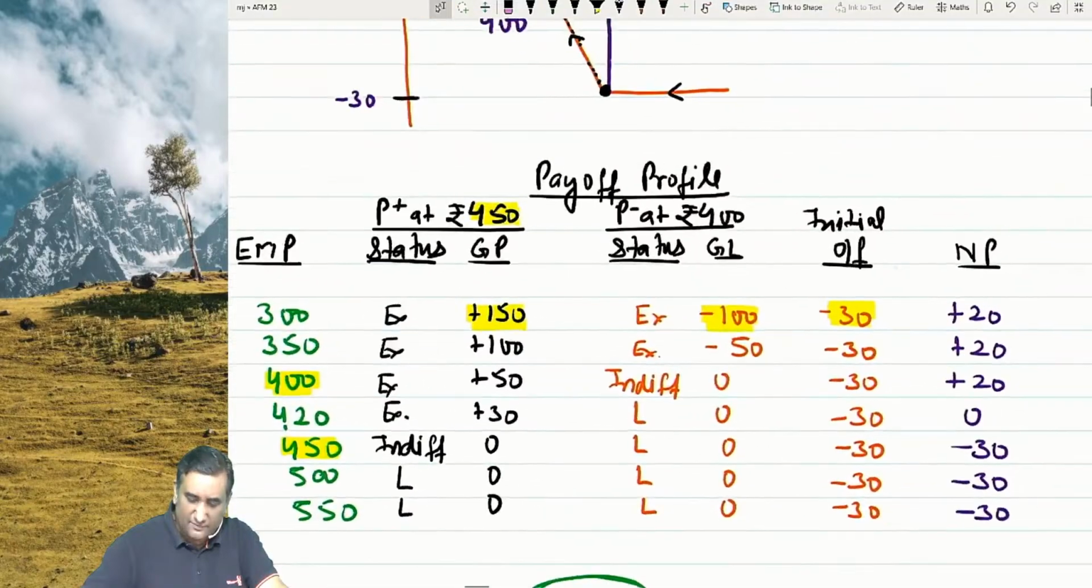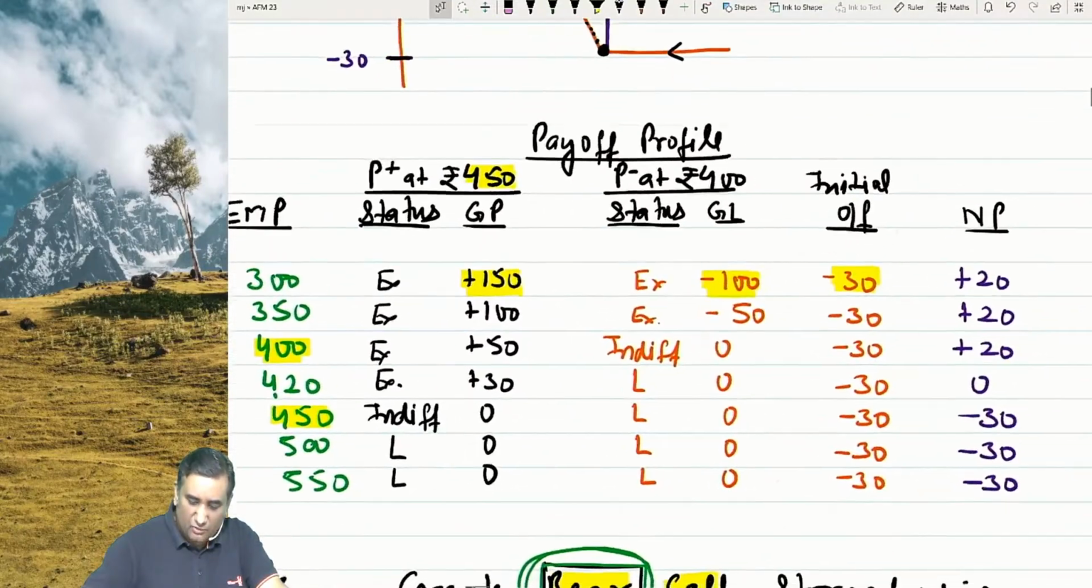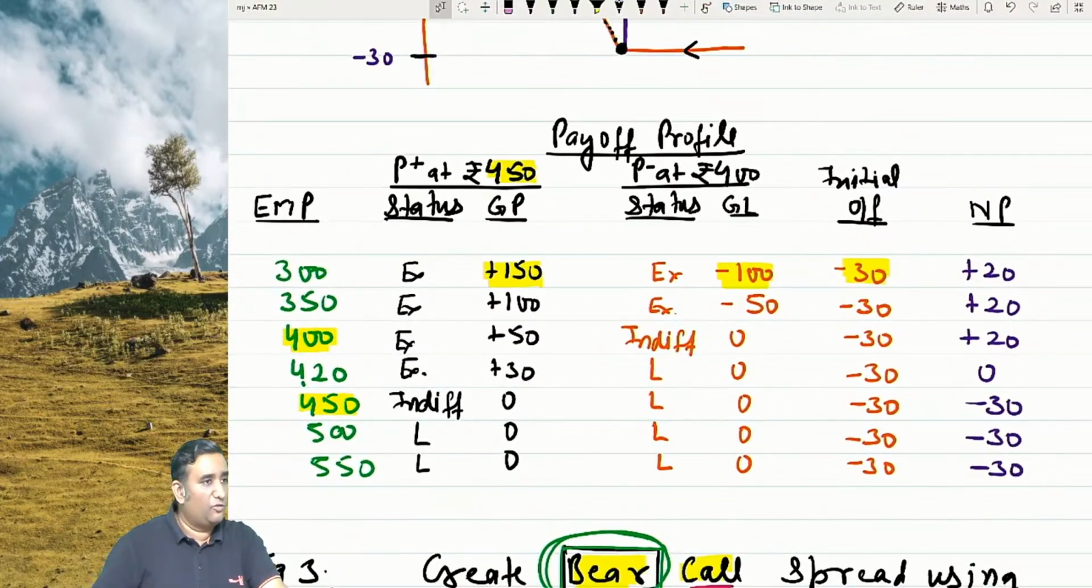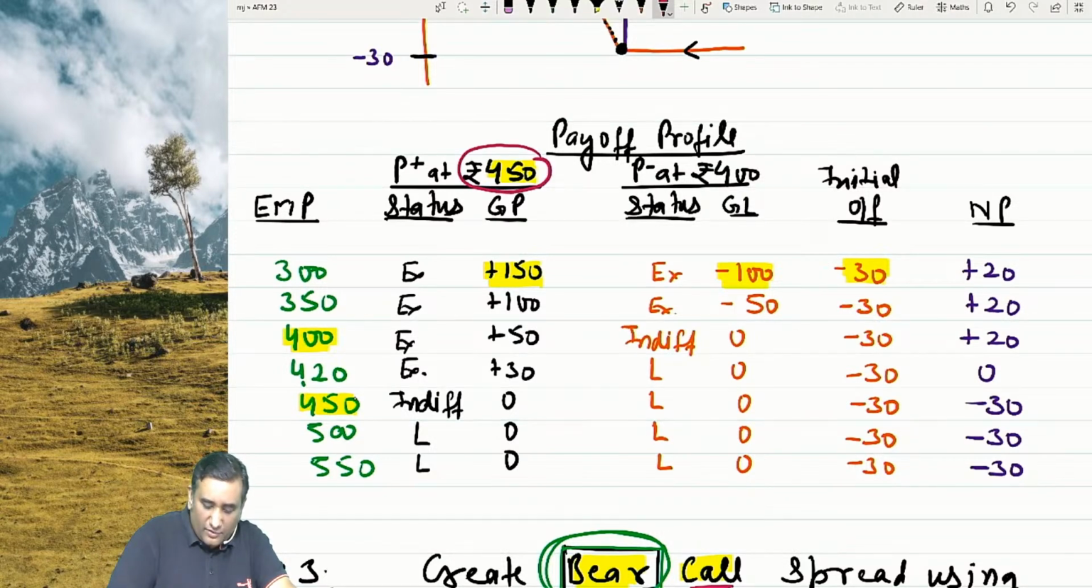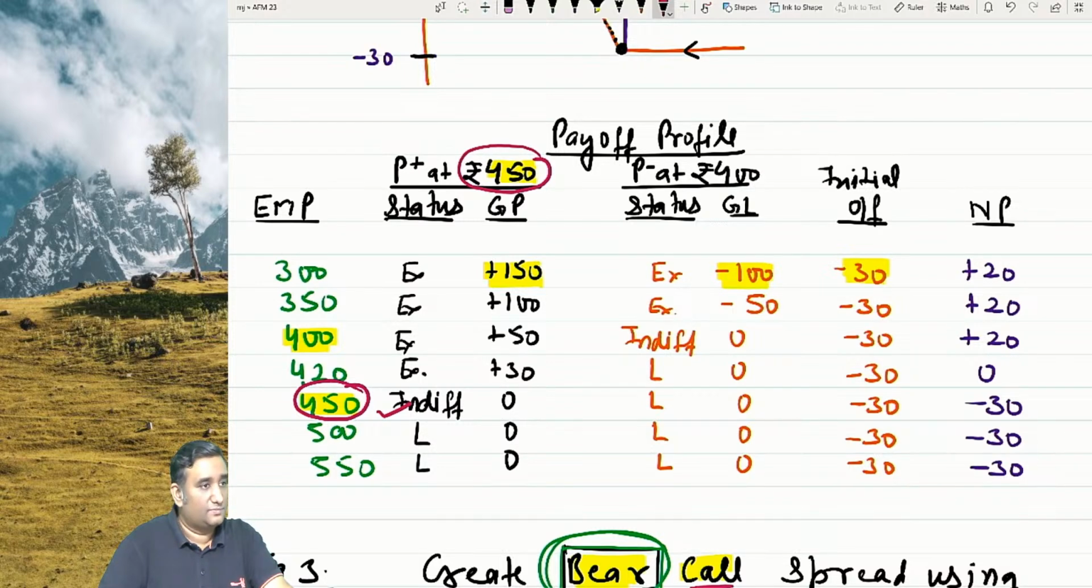The graphical presentation is the same way. If you look at this payoff profile, 450 plus, I highlight 450, and then you do it. Let me actually give you one data point and then you try it out, so that it becomes easier for you to understand.